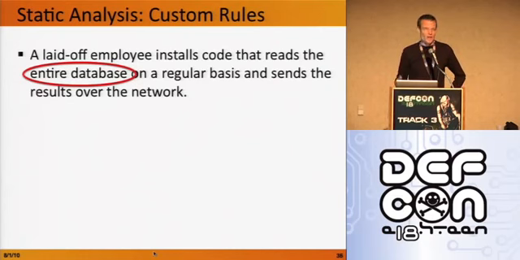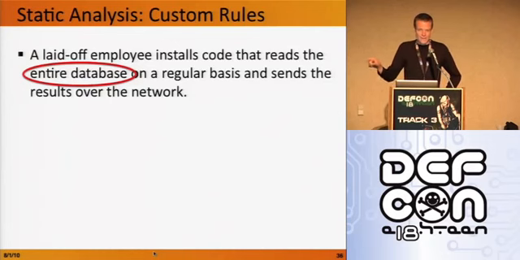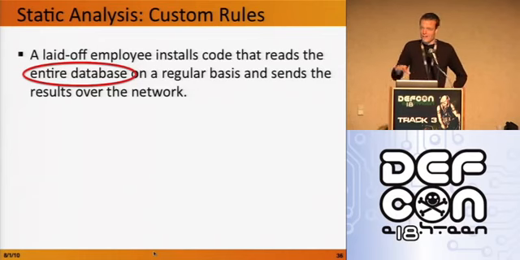Some other problems aren't as obvious. They aren't vulnerabilities in and of themselves. So let's talk about a scenario that Matias already showed us code for. A laid-off employee installs code that reads the entire database on a regular basis and sends the results over the network. So there's a couple of bad things going on there, and I'm going to talk about them one by one and then show you from a detection standpoint how we might go about identifying this broader insider threat.